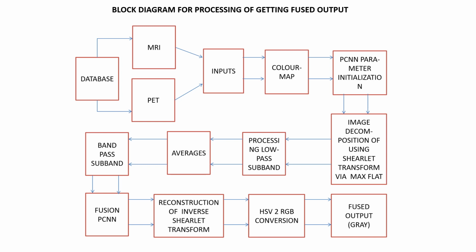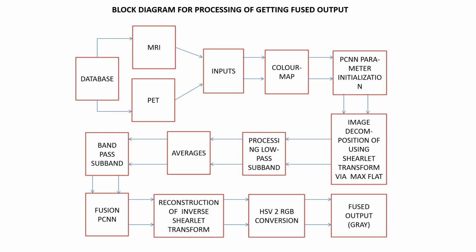Up to this point, we have done the operation on MRI and PET separately. But these two images are now given to the fusion PCNN. Further, the two images are converted into a single image by using the pulse coupled neural network model. Here we get only one output from the two input images. This output is given to the reconstruction by inverse shearlet transform. Here we do the inverse operation of the shearlet transform.